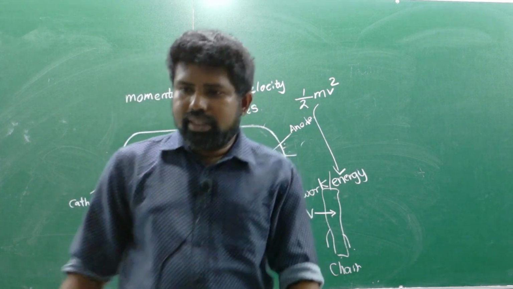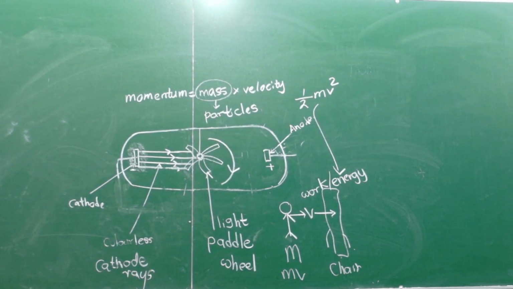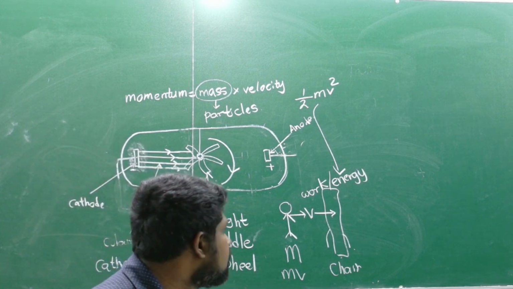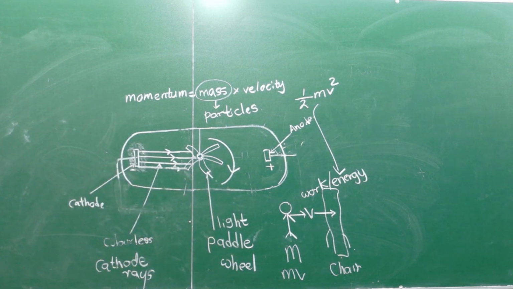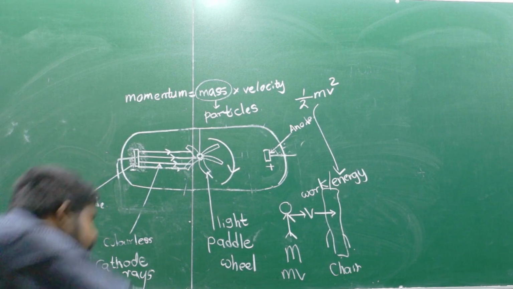Okay, that was the second property. The first one is that cathode rays travel in a straight line. The second one is that cathode rays possess a particle nature or a momentum. Okay, these are the first two properties.